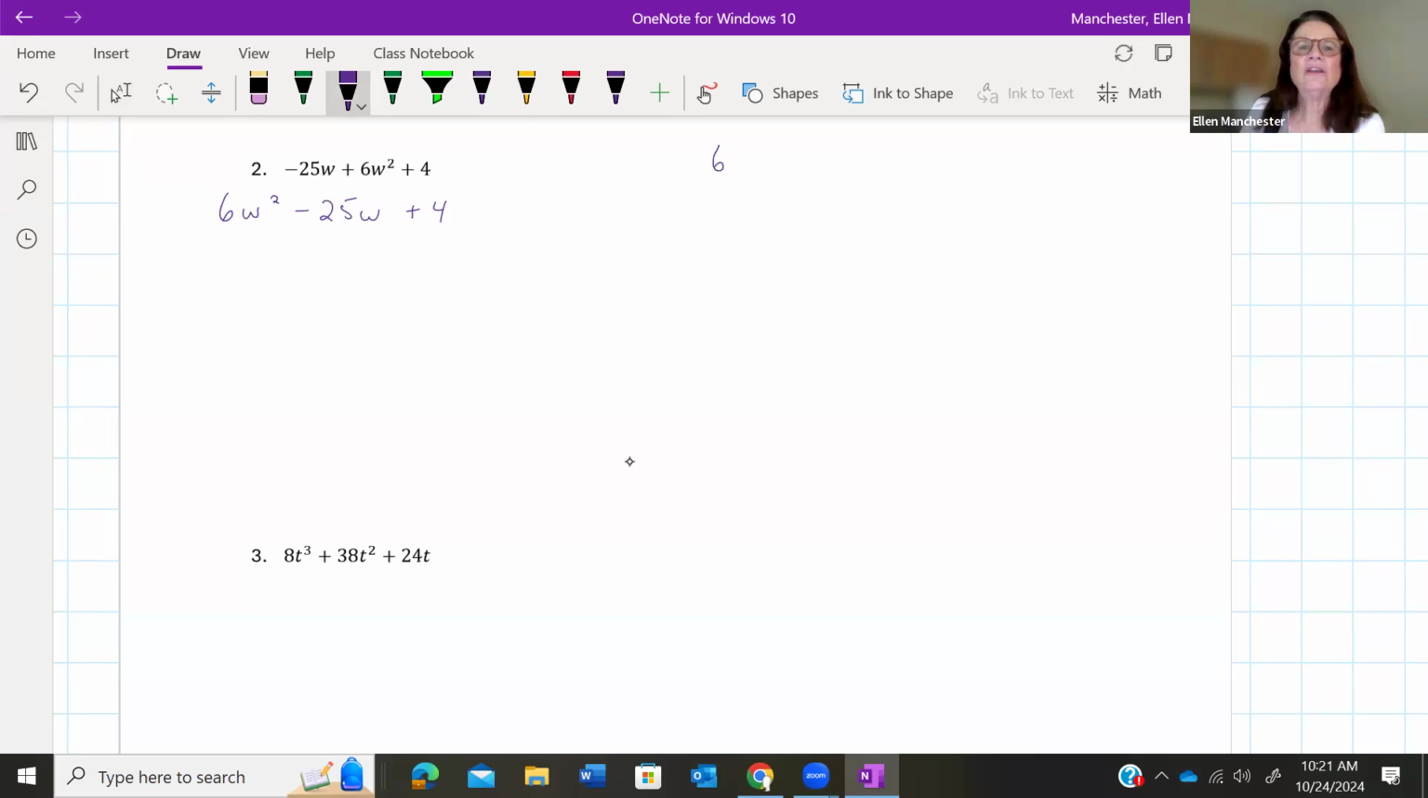All right, so here is a great technique. To get 6w squared, I can go 6w times w, or I can do 2w times 3w. All right, everyone okay with those? Or I can flip-flop them. To get 4, I can use 4 times 1 or 2 times 2. So those are my options.